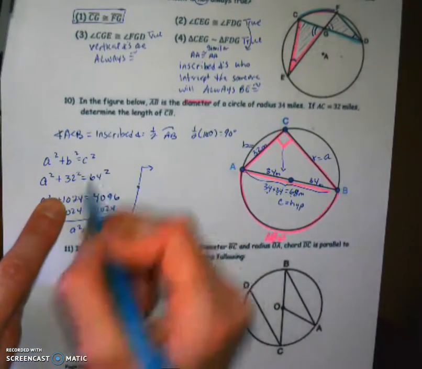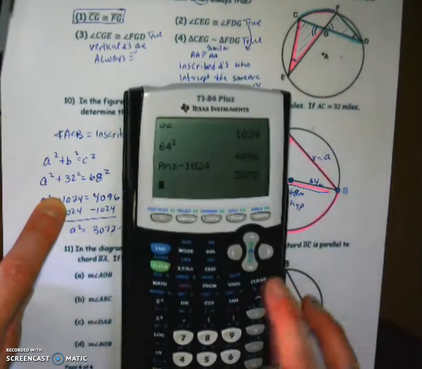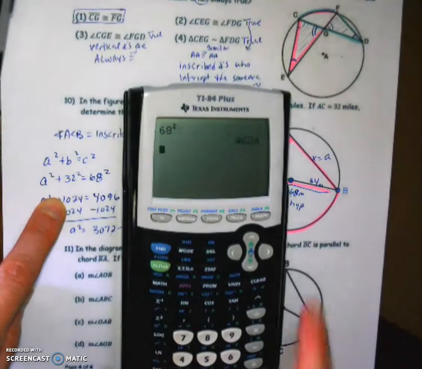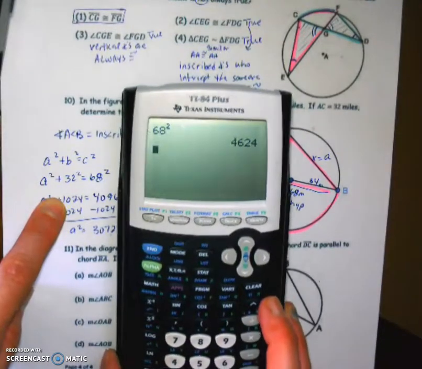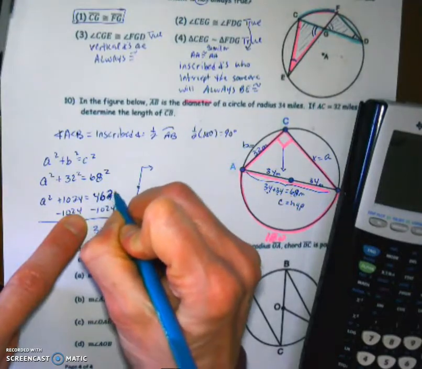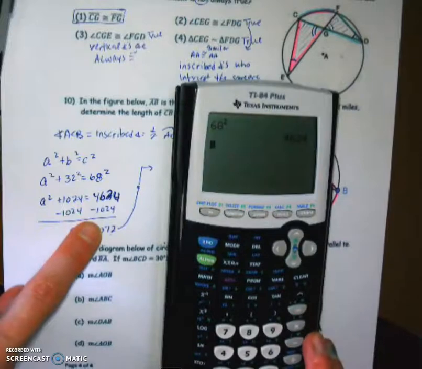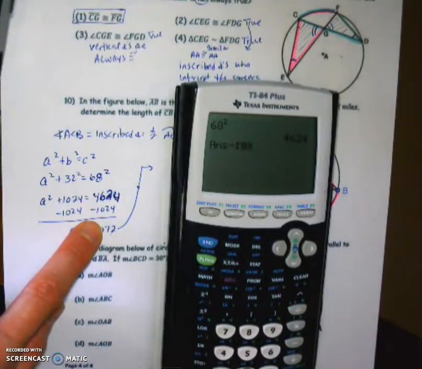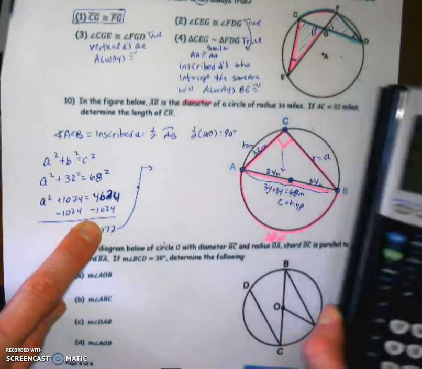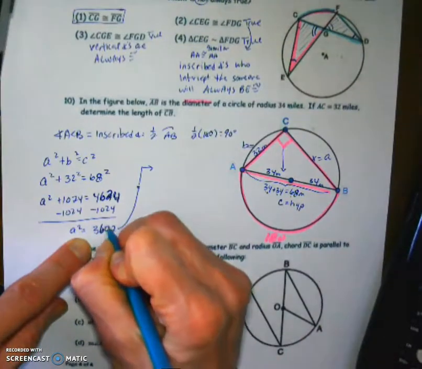I was all excited because this is just like a little puzzle piece, and I find it very exciting. All right, so let's go back. 68 squared is 4,624. Sorry about this. Now, when we take 4,624 and subtract 1,024, we end up with 3,600. That sounds much better.